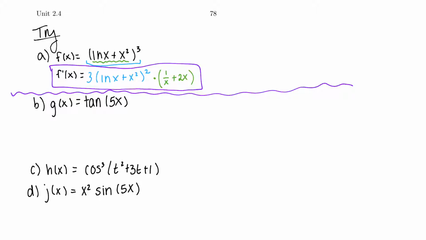Okay. For the next one, the outside function is tangent. And remember that the derivative of regular tangent is secant squared. So the derivative of the outside is going to be secant squared, and we'll leave the inside alone. And then the derivative of 5x is just 5.